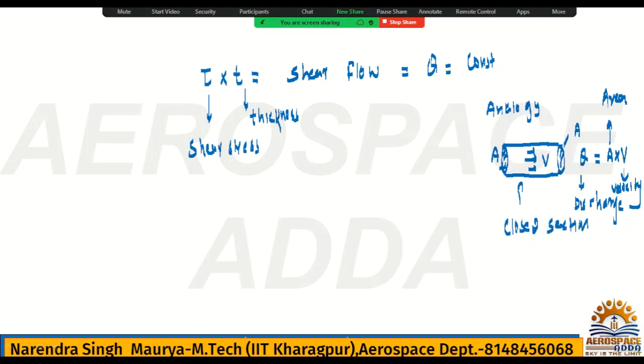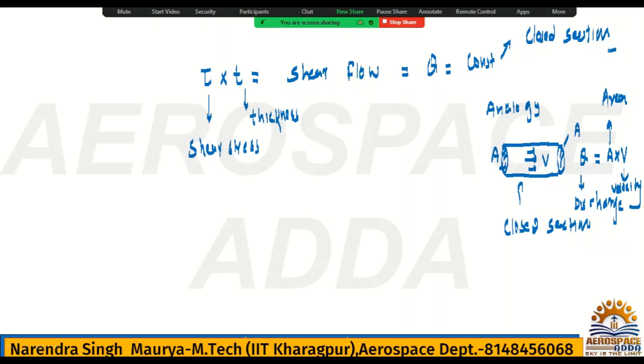This is valid for closed section. This is also valid for closed section. So all the analysis that you have seen is for the thin closed wall, or thin closed section, or thin closed tube. Okay. Hope this one is clear to you.